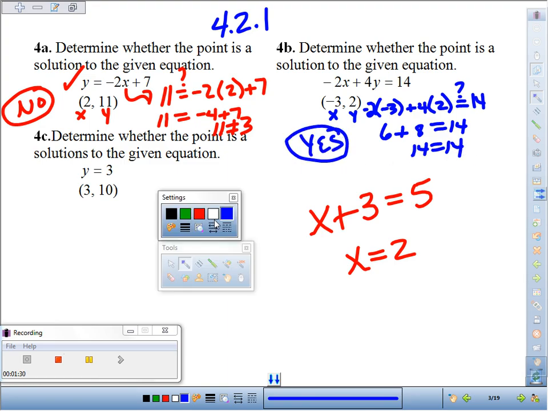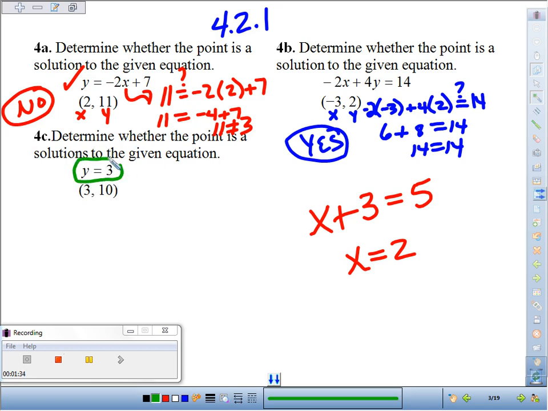Now, if we look at 4c, we have a little different equation because we only have one variable. We have y equals 3. Well, in that case, we really don't care what x is. x doesn't factor into this equation. All we care about is that y is 3. If we substitute our y value of 10 in for y, does 10 equal 3? The answer is no, so therefore this point would not be on the graph of this equation. It doesn't make this equation true, therefore it is not a solution.